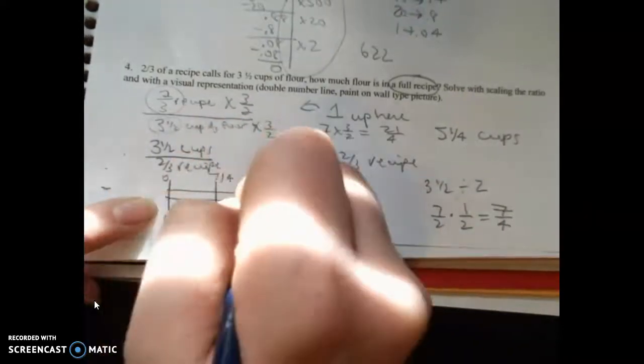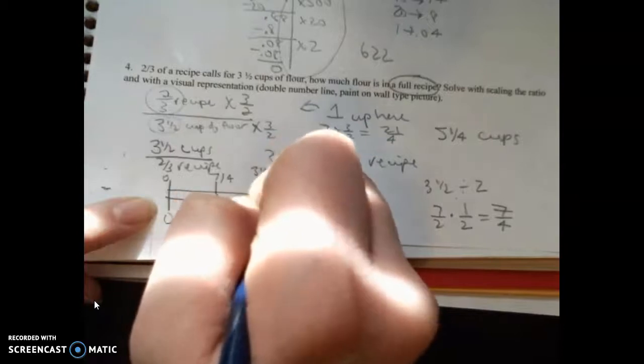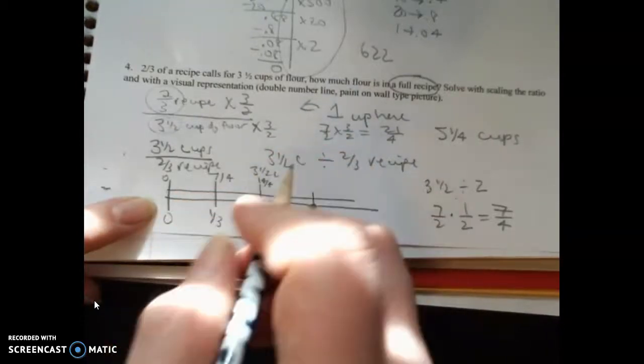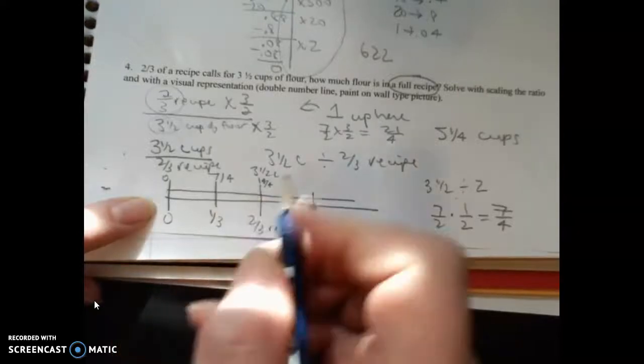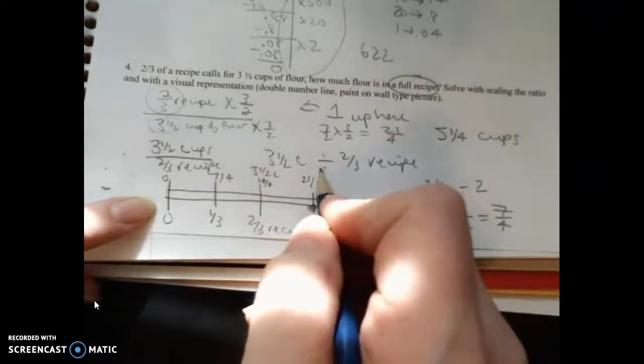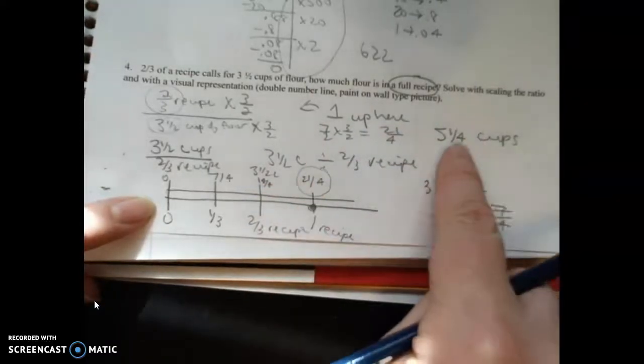And we can check it. This should be 14/4. Does that work out? 4 goes in there 3 times. Yeah, that's 3.5. So I know I'm right. 7/4, 14/4. So then this guy is going to be 21/4. And again, if I regroup that, I'm going to get my 5 1/4 cups.